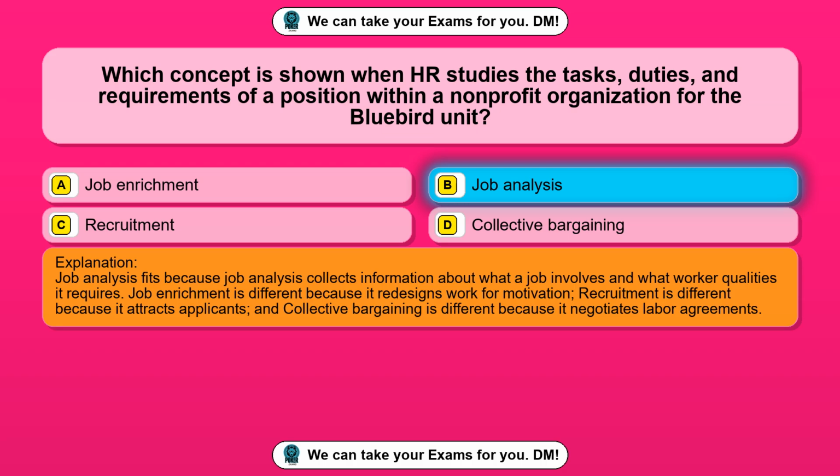Job analysis fits because job analysis collects information about what a job involves and what worker qualities it requires. Job enrichment is different because it redesigns work for motivation. Recruitment is different because it attracts applicants, and collective bargaining is different because it negotiates labor agreements.